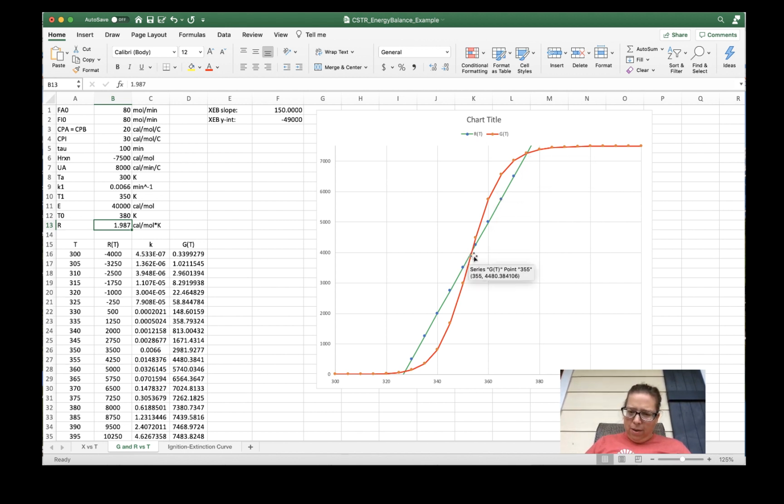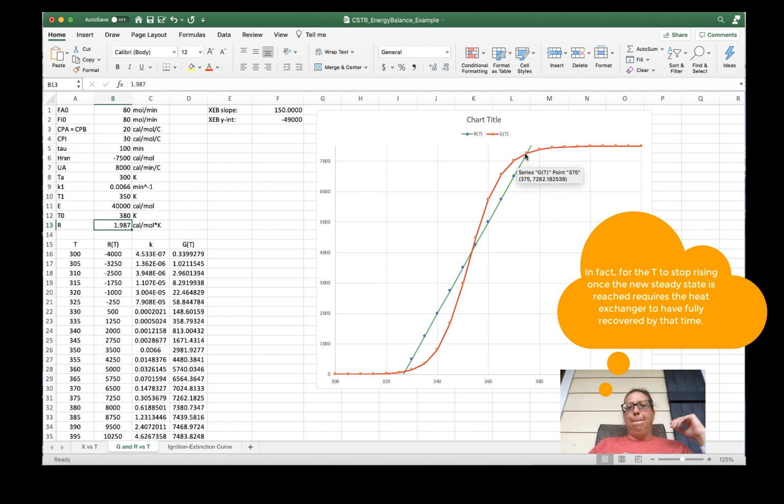Now, we mentioned before that points along this portion of the G of T curve are unstable, and here's what I mean by that. If we're operating at this point and something happens to increase the reactor temperature, we break steady state temporarily and start following this line. Now the cooling system is not removing enough heat. So the R of T trend is below the G of T trend. The cooling system cannot account for the amount of heat being given off by the reaction. Hence the temperature will continue to rise until we get up to here.